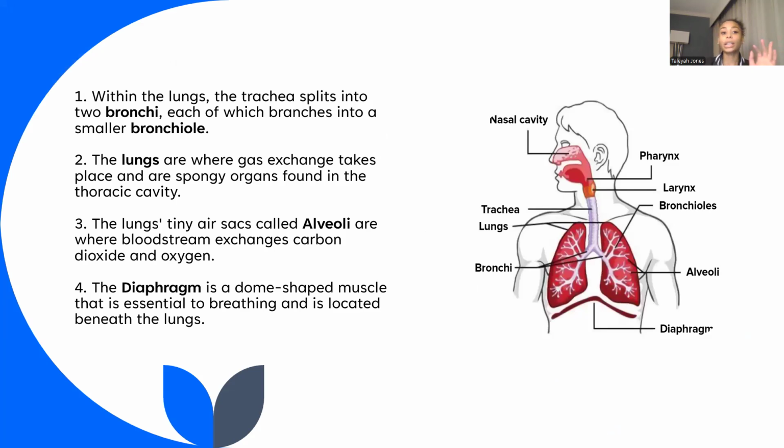Within the lungs, the trachea is split into two bronchi, which you can see right here in the middle. And then each of those branches into bronchioles, which is what you see as these little stems. Then we have the lungs. There is where gas exchange takes place, and they are spongy organs found in the thoracic cavity. So those are right here. The lungs' tiny air sacs are called alveoli, which is where the bloodstream exchanges carbon dioxide and oxygen.